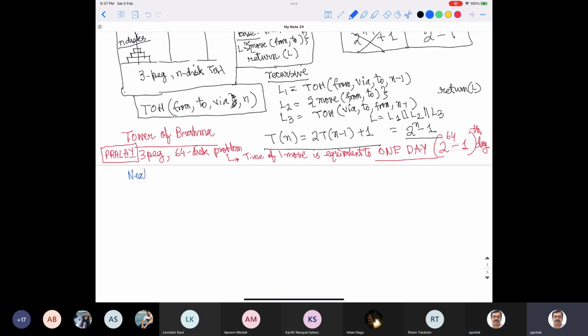Next. What are we supposed to do? What are we supposed to check? Data structure to make it efficient? No, before that.